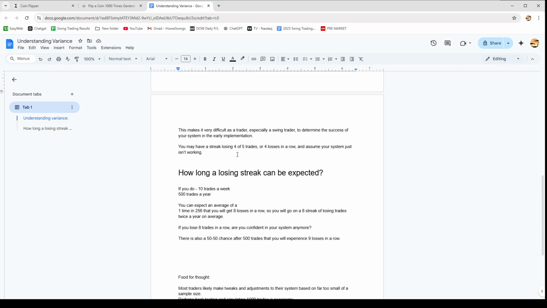The reason I'm bringing this up ultimately is because it makes it very difficult as a trader to determine the success of a system, especially early on. You might start off and lose 4 to 5 trades, have 4 losses in a row, and just assume your system isn't working. If you're going for 50-50, you now know that is not necessarily the case.